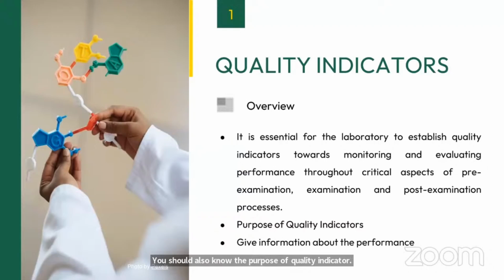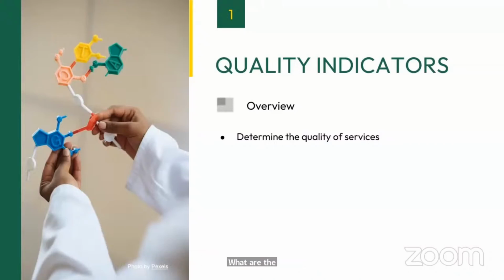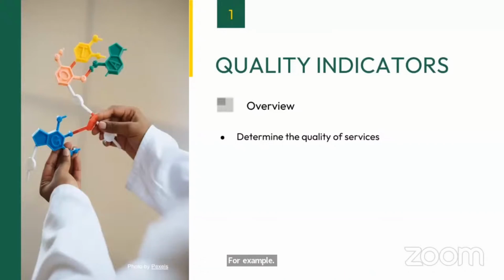It gives information about the performance. So when you define an appropriate quality indicator, you must know the objectives of monitoring it. Many times I have seen, when you look at the quality indicators of some laboratories, for example, number of rejected samples in the laboratory, the lab has a beautiful Excel sheet and they plot a beautiful graph.